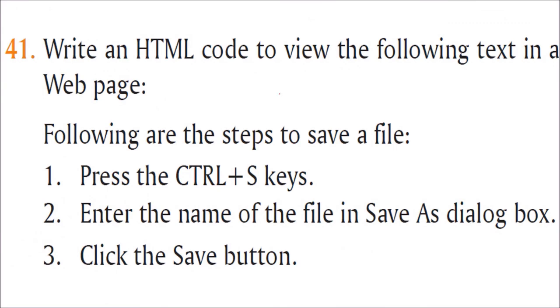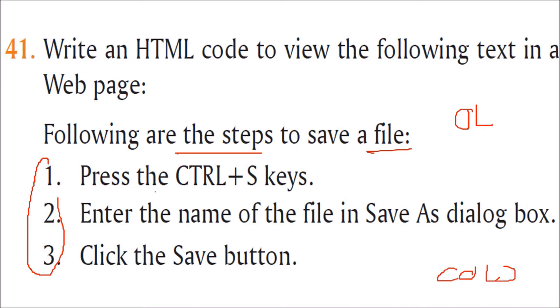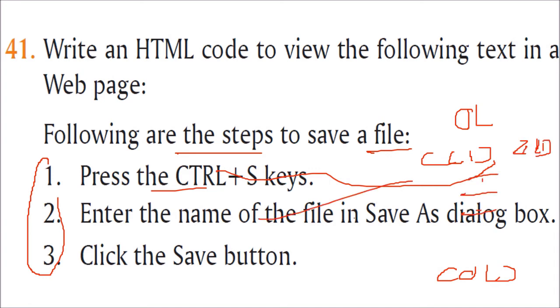Now you have to write a code to view this. Following are the steps to save a file. So you will write this line as it is. Because this is an ordered list, you have to make an OL. Then you have to end the OL. And these are inside the list. First will be this LI. The rest, 1, 2, 3, will be inside this.